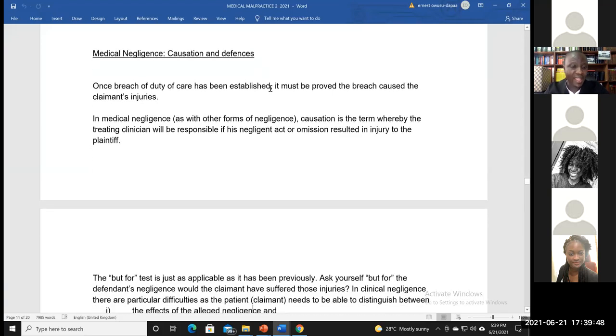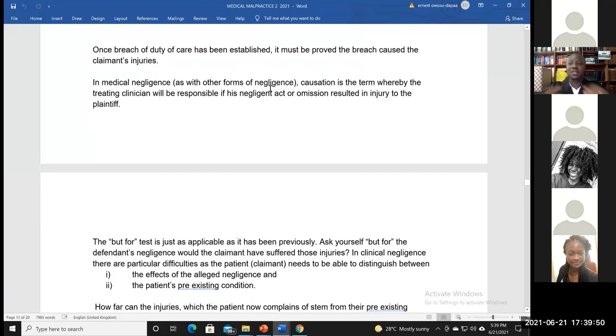So where you have established that, yes, and of course we noted that establishing the existence of a duty of care is not difficult as far as the doctor-patient relationship is concerned, most of the time.